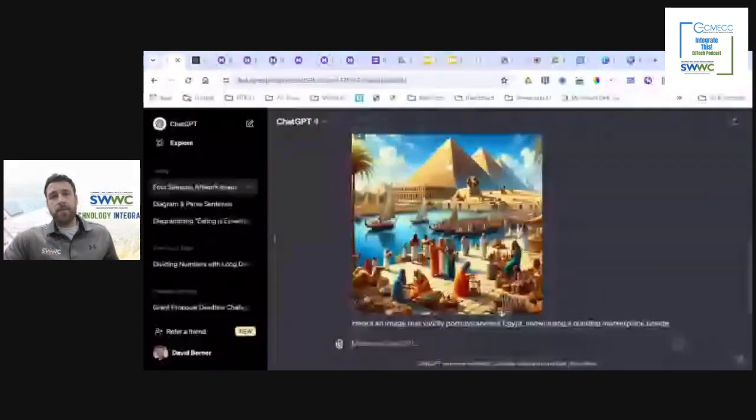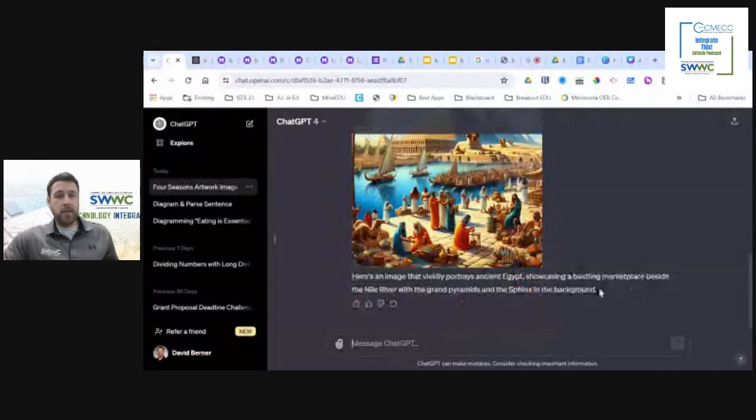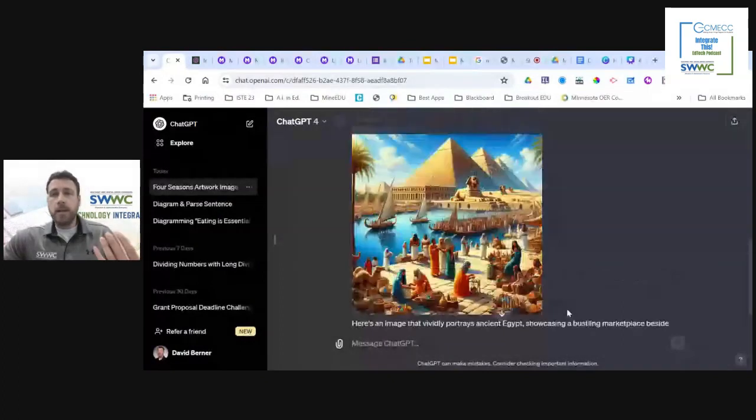So obviously the big one there is the pyramids. You see the Great Sphinx there, and then some cultural aspects of that time period. Again, it'll give you an explanation. You could always ask it for more images. And what's kind of fun too with this is that you can also download these images.